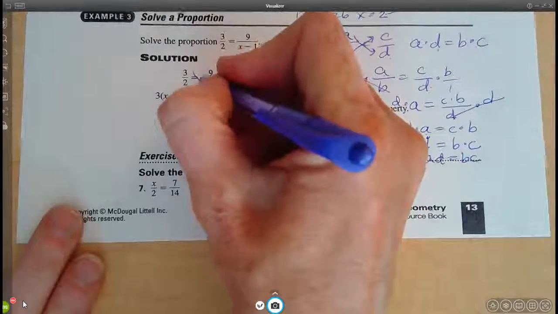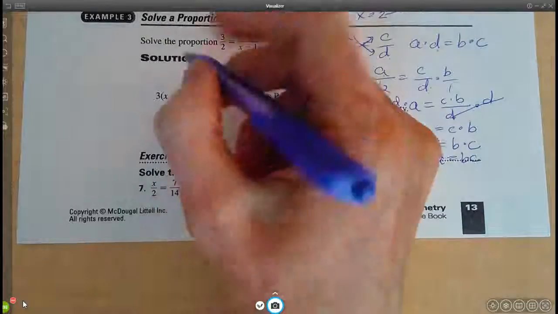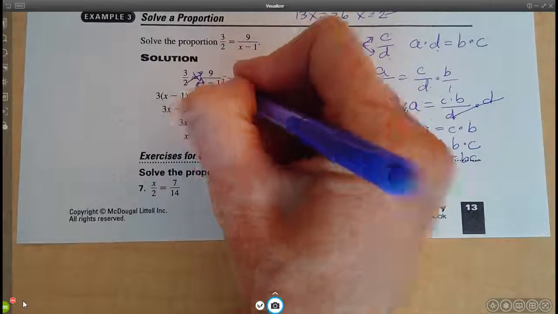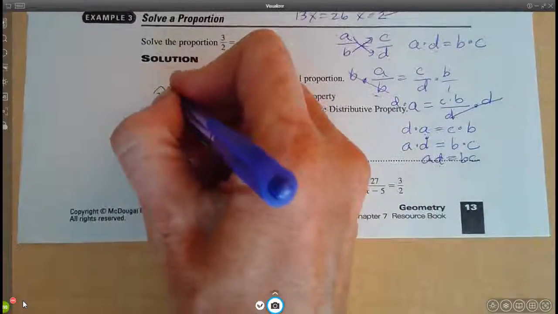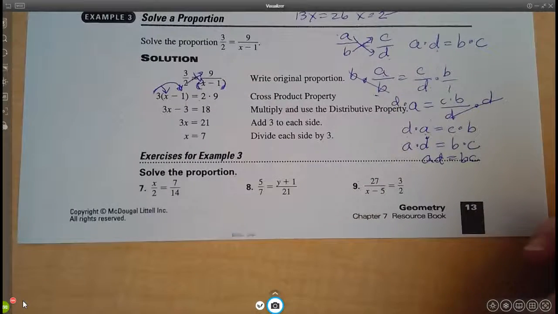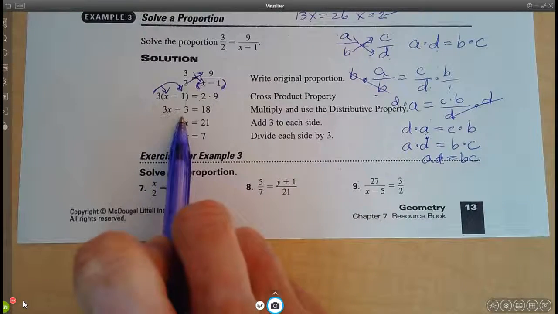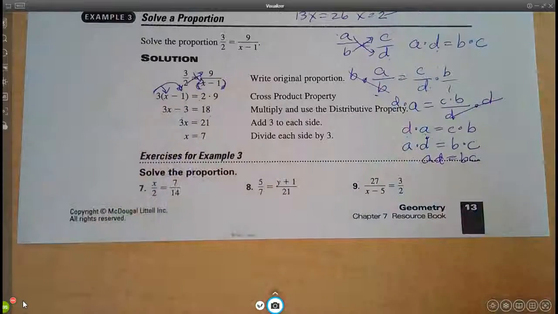So if I use that for their example, the thing I have to be careful here is it's 3 times the entire quantity x minus 1. 3 times x minus 1. This is where people, if they're going to make a mistake, tend to by forgetting to distribute. So 3x minus 3 equals 2 times 9. And then it's just the algebra to conclude x equals 7.